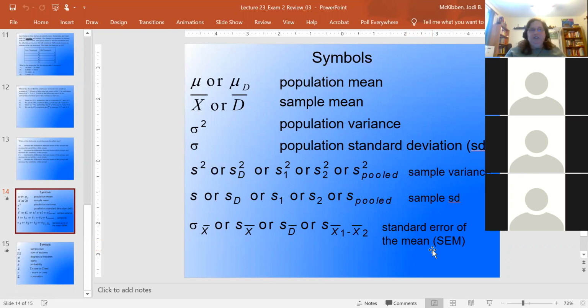And not surprisingly, it is going to be smaller than our sample standard deviation. Because what do we do with our sample standard deviation? We take it over the square root of n.